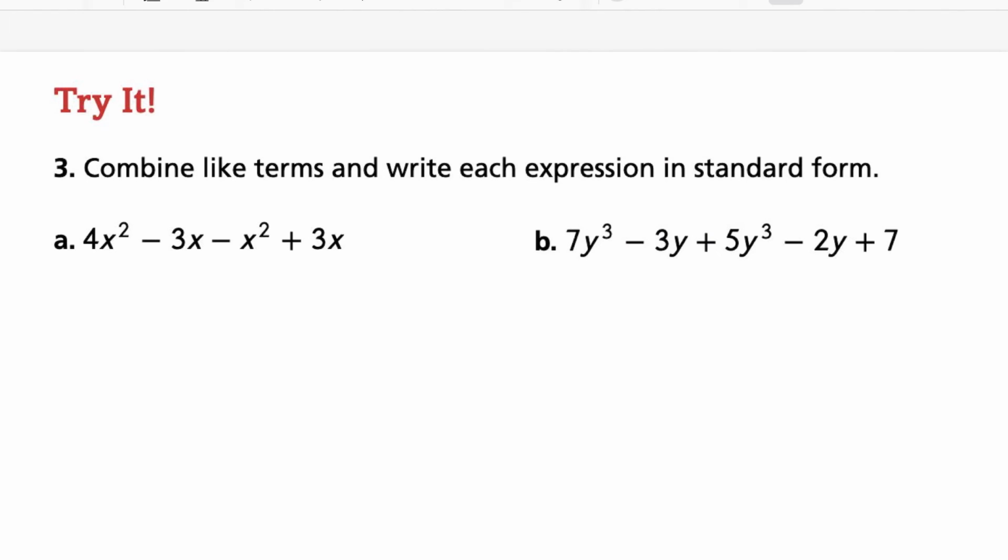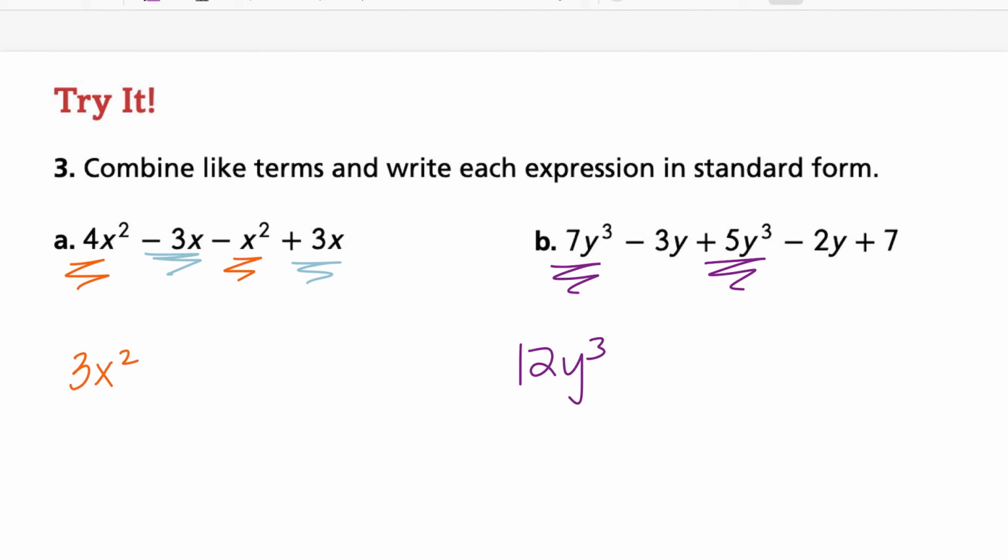So combine like terms and rewrite these expressions in standard form. So I have 4x squared minus x squared, that's going to give me 3x squared. Negative 3x plus 3x just cancels out and gives me 0, so I'll just leave my answer as 3x squared. When I have 7y cubed plus 5y cubed, those are like terms, so I'm going to combine those to get 12y cubed. Negative 3y minus 2y gives me negative 5y. And then that plus 7 is the only constant I have, so I just bring that down.